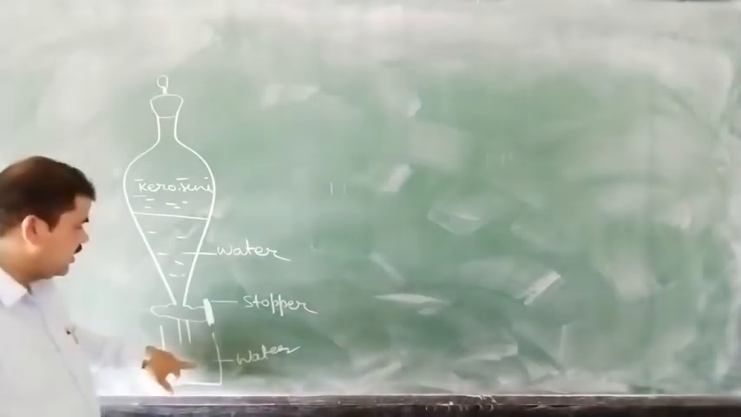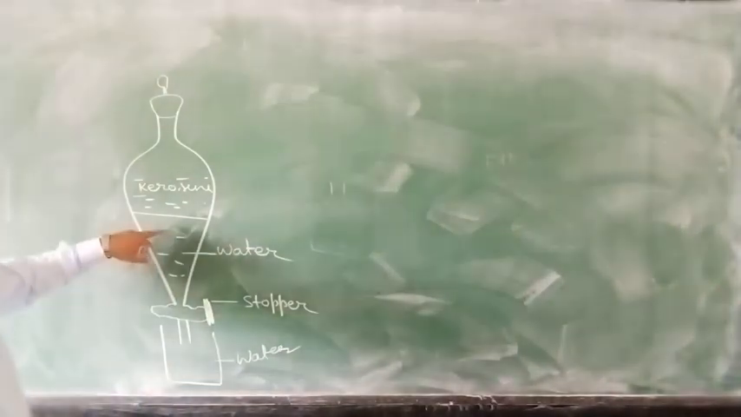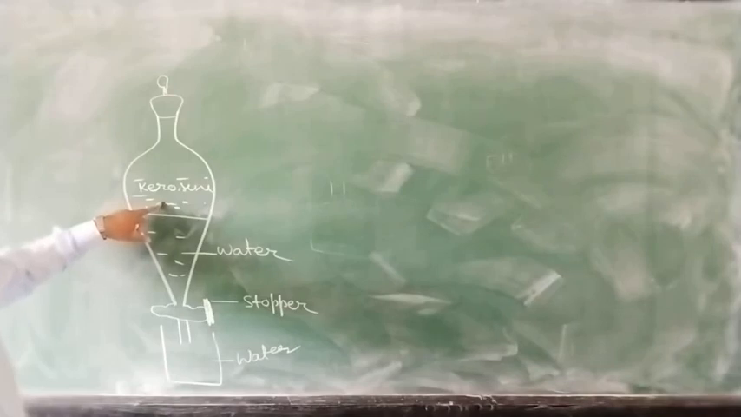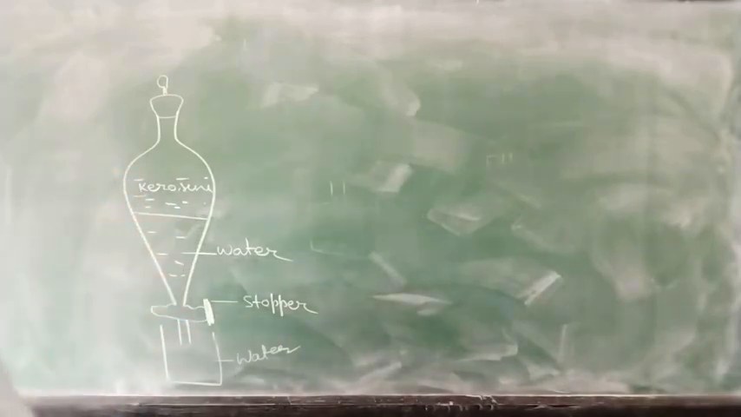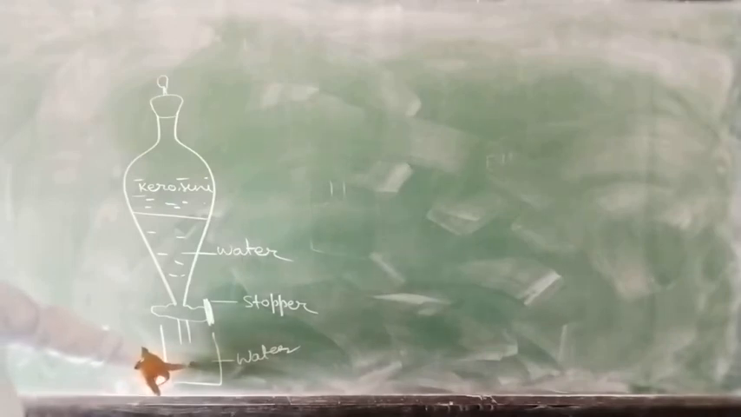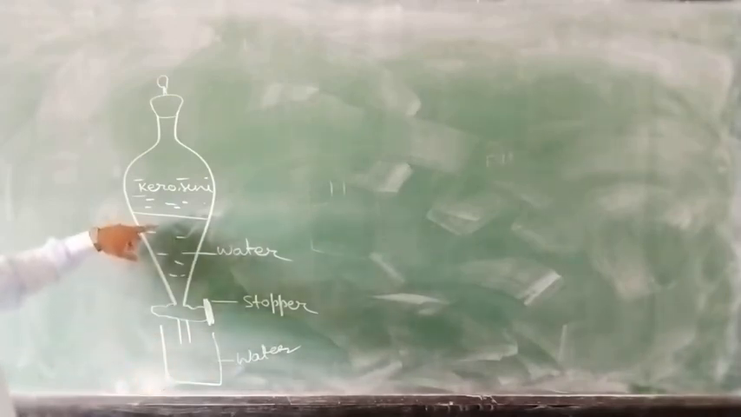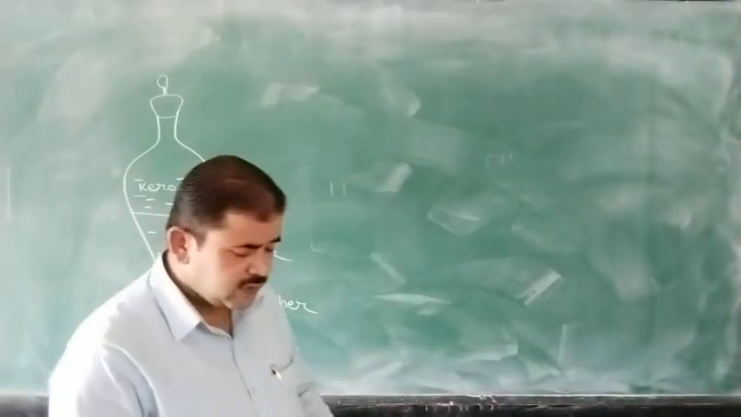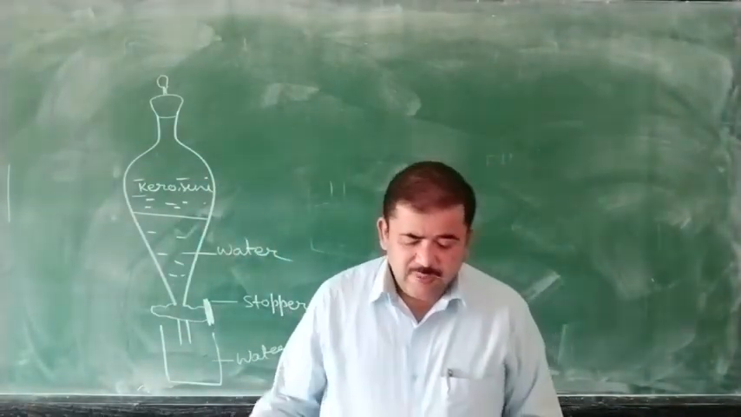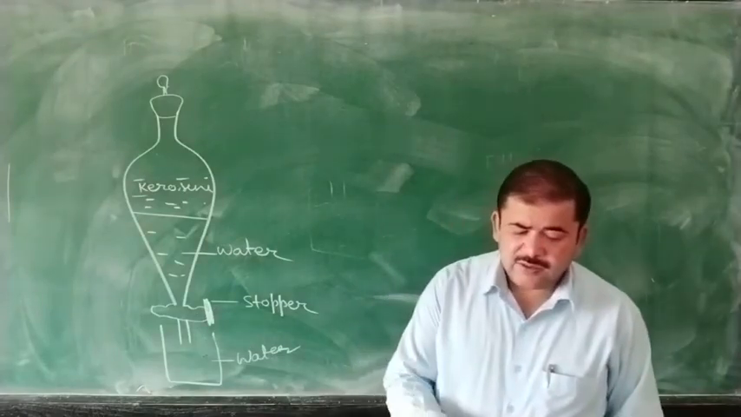So in another container water is present, and in the separating funnel kerosene. By this method we can separate kerosene and water. The water we collected in another container and the kerosene remains in the separating funnel. So activity third is completed.